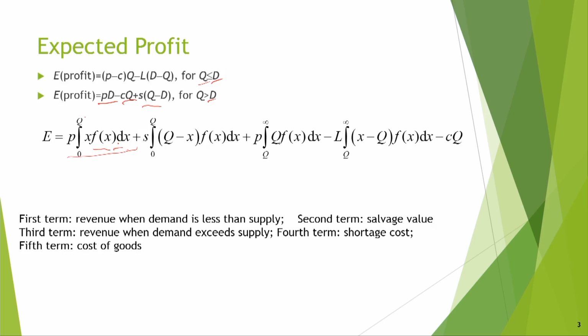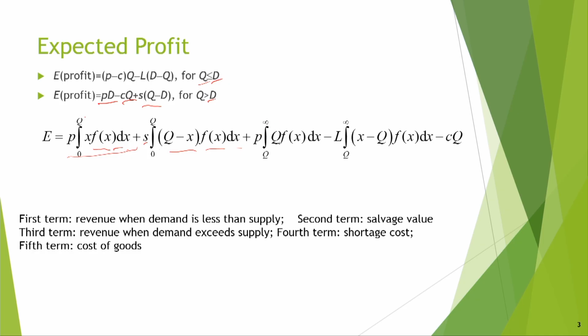You can say that this is the expected value, plus s times the integral from 0 to Q of (Q minus x) f(x) dx. So Q quantity was ordered, but suppose only x quantity has been sold. So the excess is Q minus x. This can be 0 to Q only, because excess occurs provided x is smaller than Q. This is small s. And the next one is Q to infinity.